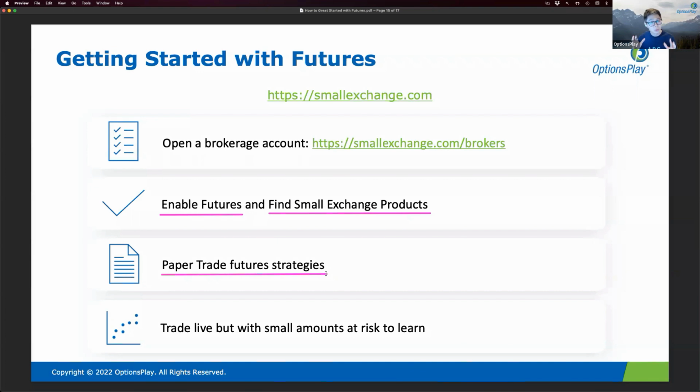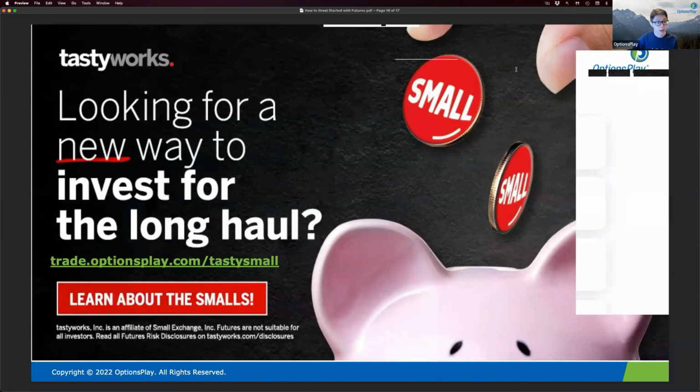That's how you're going to ultimately learn. That's how you end up building the discipline around the rules that I talked about, the 4 trading rules that I had. Trading live is really when you start honing that discipline. Paper trading, as much as you want to stick to the rules of paper trading, it's just not the same. And the small exchange really allows you to take small amounts of risk and get your feet wet using the products that I showed you here today.